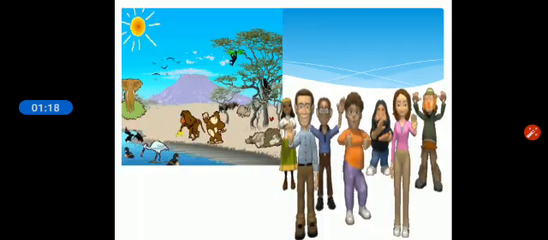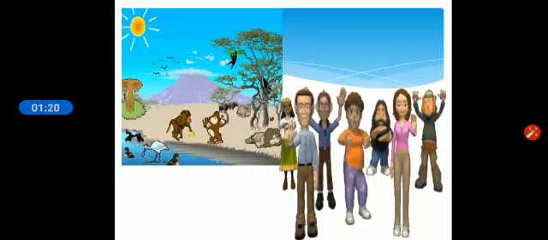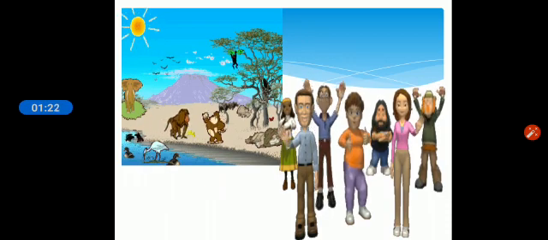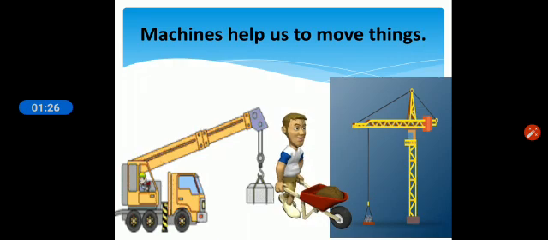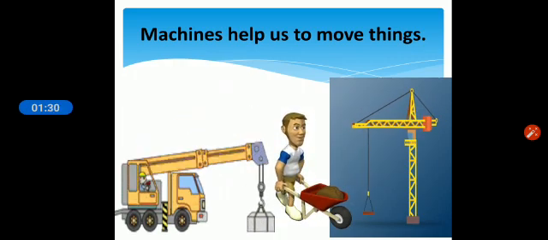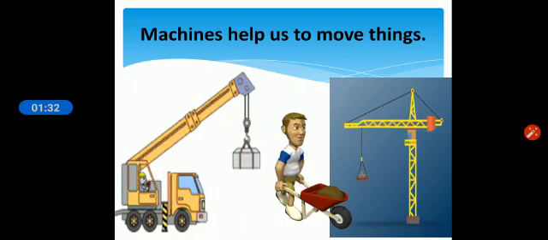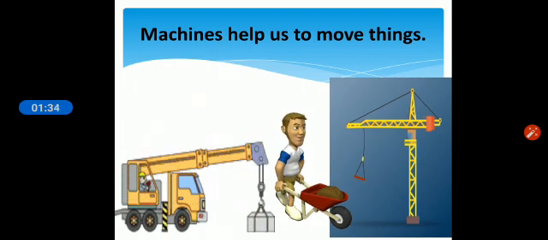Students, living things can move on their own. People and animals move in different ways. But non-living things cannot move on their own. These things move when we push or pull them. Machines help us to move things.